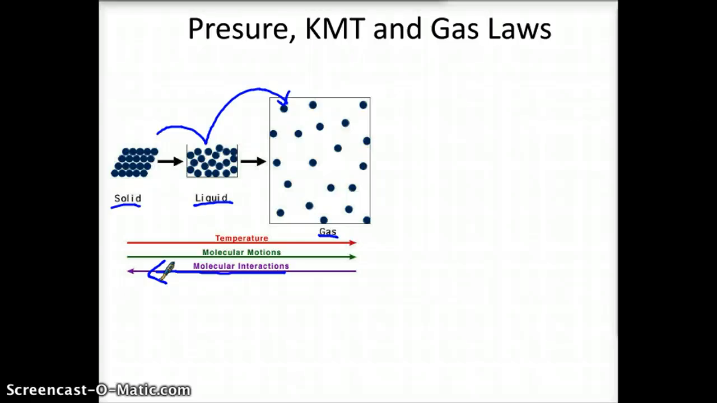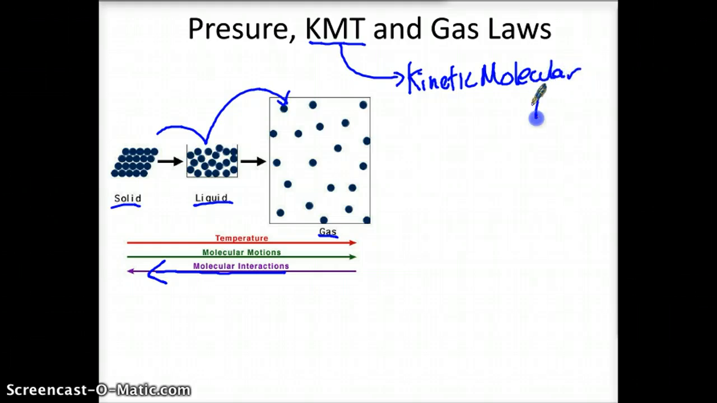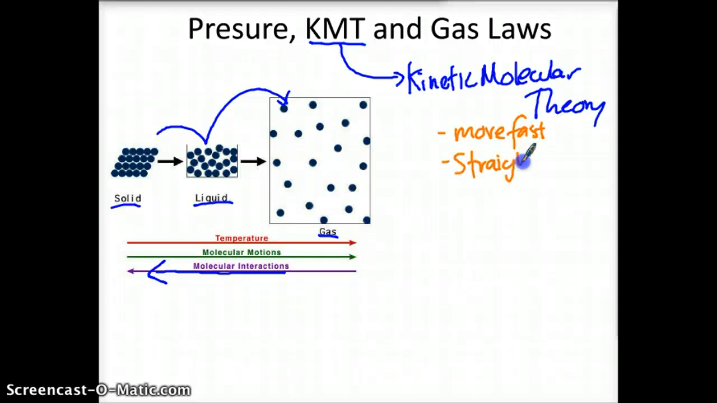And a lot of these properties fall under KMT, which stands for kinetic molecular theory. What kinetic molecular theory does is it gives us a set of rules, a set of guidelines to describe the motion of gases. And there's a few things that we need to know. The gas molecules move fast, on the order of hundreds of miles per hour, depending on their molecular mass. Gas molecules also move in straight lines, okay? Unless they collide with a surface or other molecules.